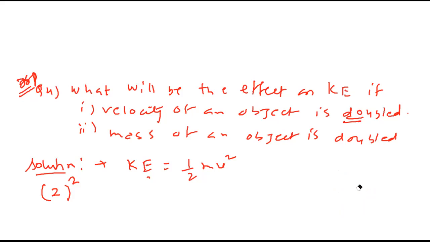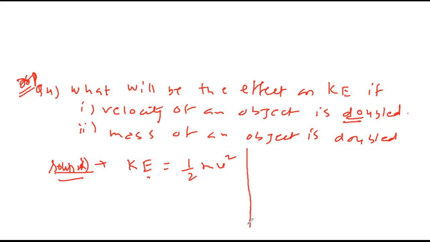They are telling how much kinetic energy will become. They are not asking the formula. They are asking how much it will become. So if I double the velocity, kinetic energy will become how many times? 4 times. Suppose it is made 3 times, then 3 square is 9, so 9 times.